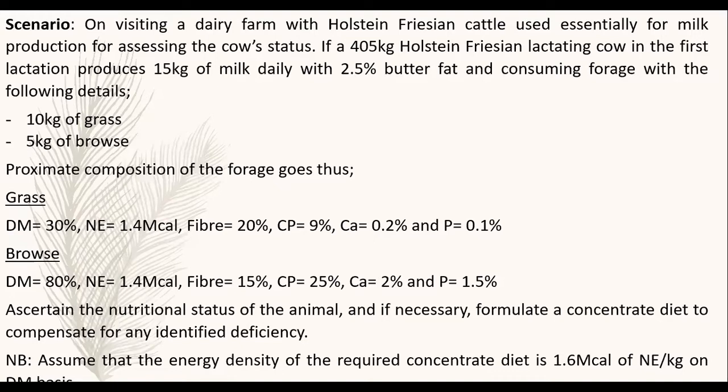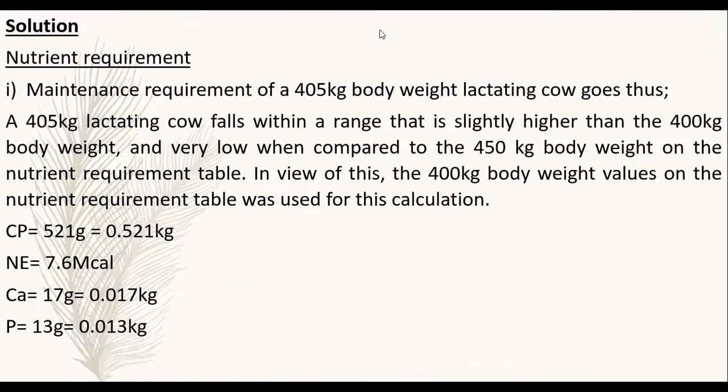You can also do a small calculation here. If you can get it now, that's fine. And if not, we will also send a PDF to you so that you can go over it and learn how to calculate. Now, there are some key points here that we need to write out. The first is the weight of the animal, which is 405 kg. The second is the percent of the butter fat, which is 2.5. Then the quantity of the milk produced, which is 15 kg.